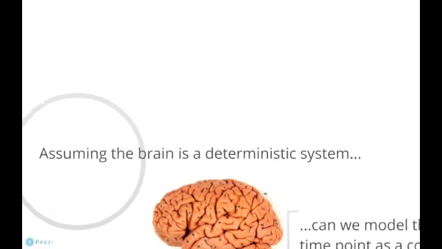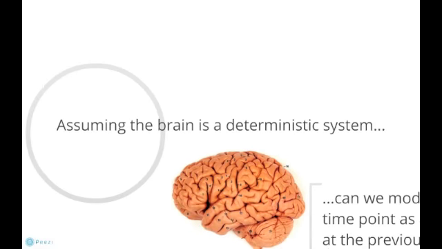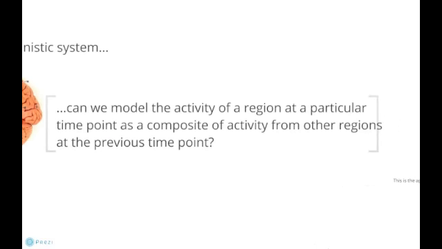The question that we wanted to ask is how can we simulate whole brain activity across time? Assuming that the brain is a deterministic system, it makes sense that we should be able to model the activity of a particular brain region at any point in time as a composite of activity from other brain regions at a previous time point. This is the theoretical approach that we used.